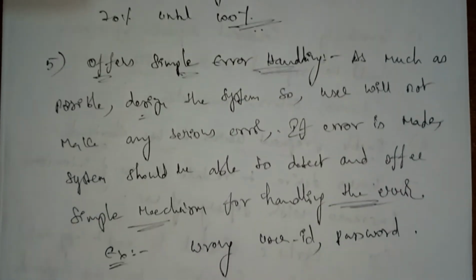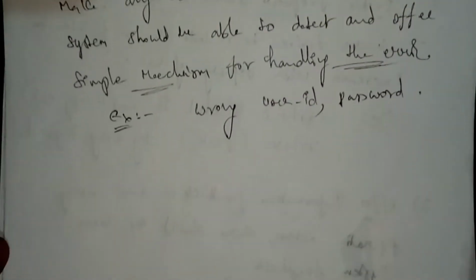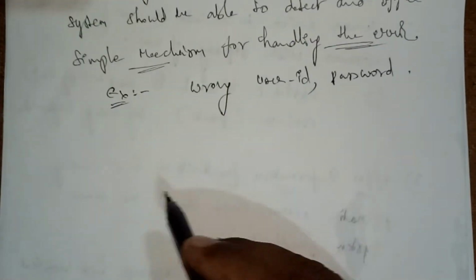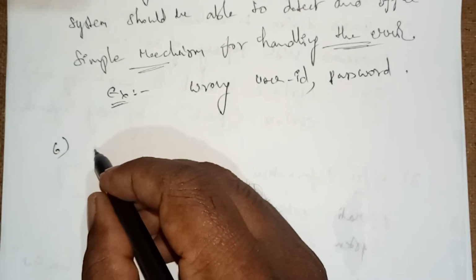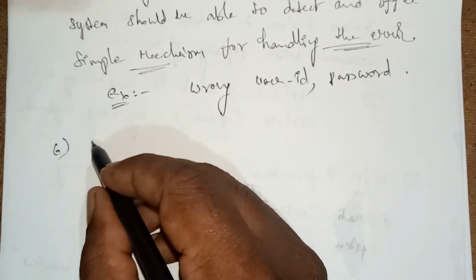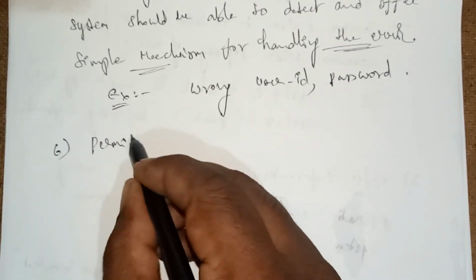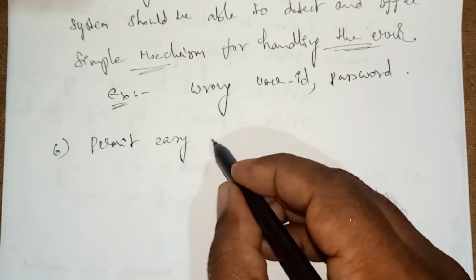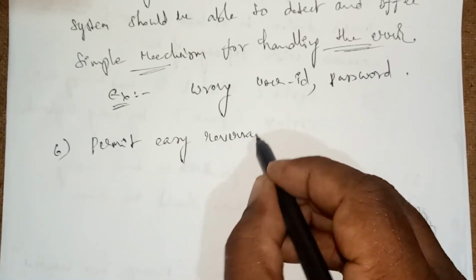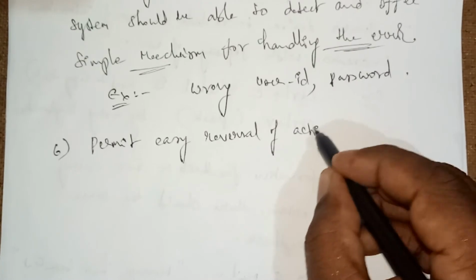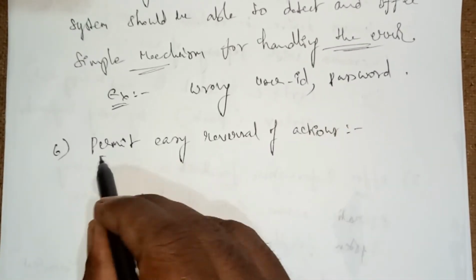And the next golden rule, coming to the sixth golden rule: permit easy reversal of actions. This is the sixth golden rule.